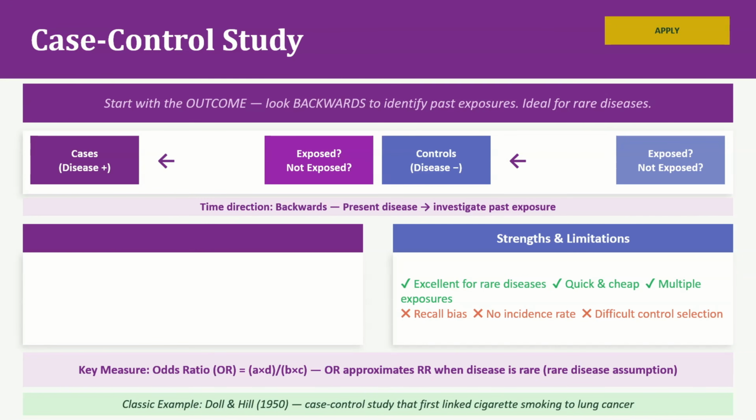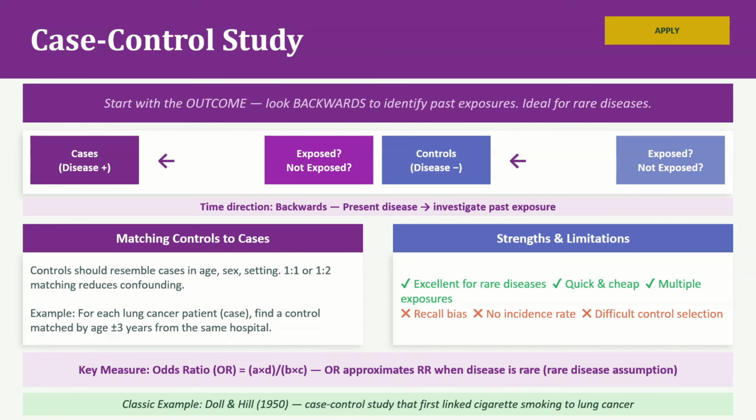Strengths: quick, cheap, excellent for rare diseases. Weaknesses: recall bias. Sick people may remember exposures differently. Also, it is hard to select good controls. Matching is critical. Cases and controls should be similar in age, sex, and setting to reduce confounding.